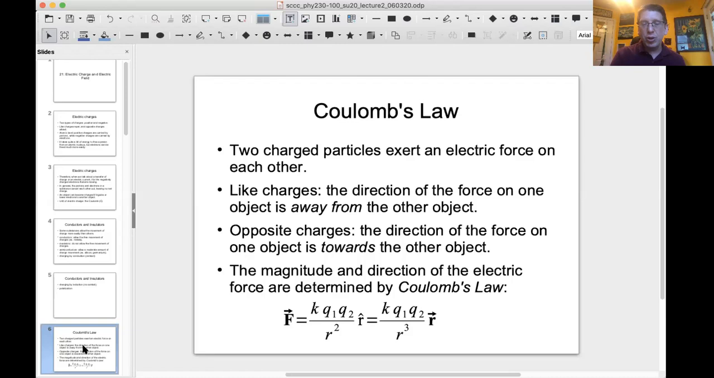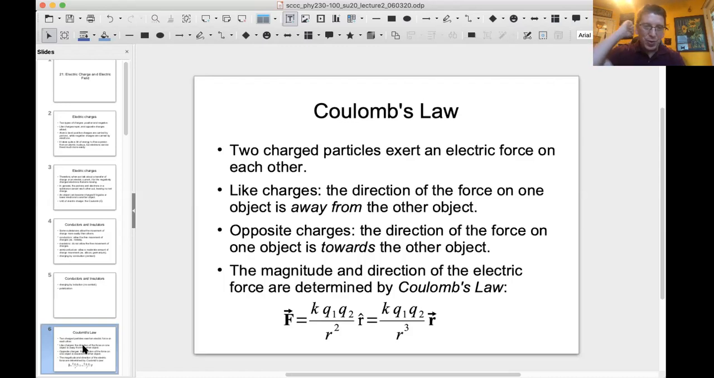You can write this an alternative way. If you look at the last term on the right. So that's K Q1 Q2 divided by R cubed multiplied by the R vector. So in the first term, there's an R unit vector over R squared. In the second term, it's the vector R divided by R cubed. So the vector R has a magnitude equal to the distance between the two objects, and it points from the object exerting the force to the object that the force is acting on.